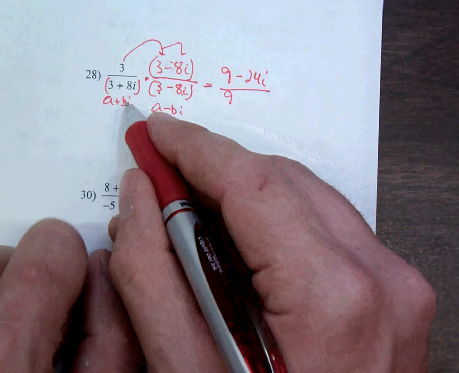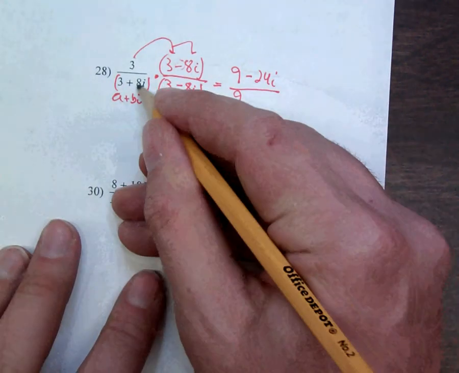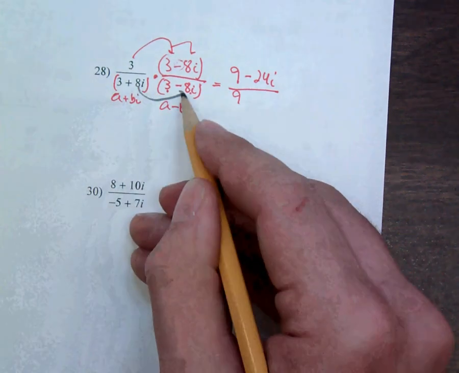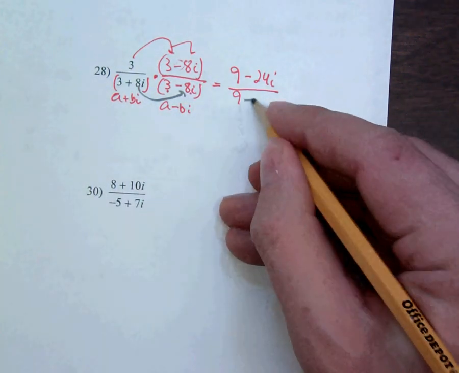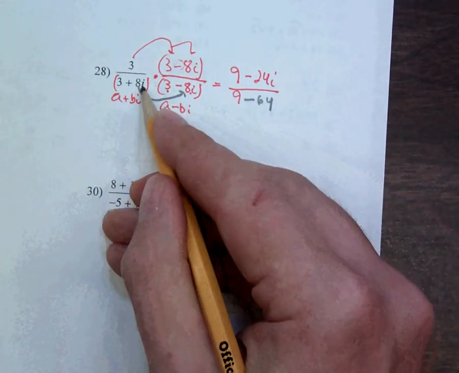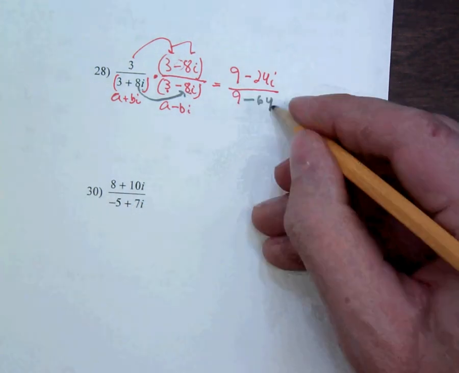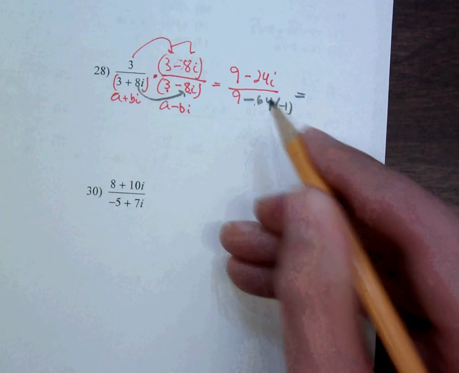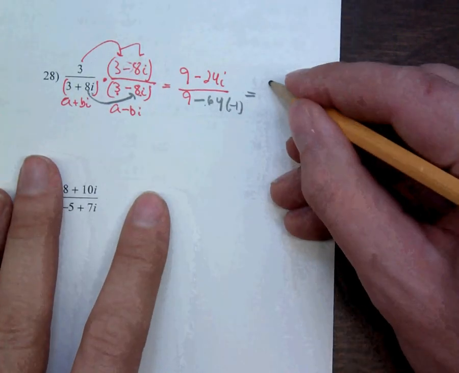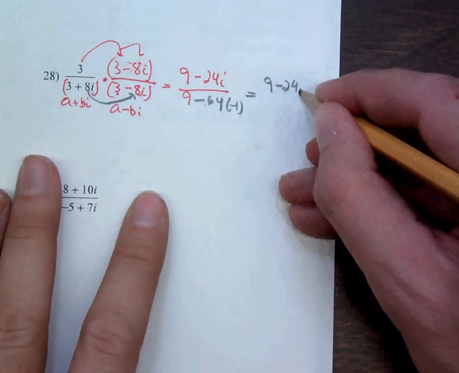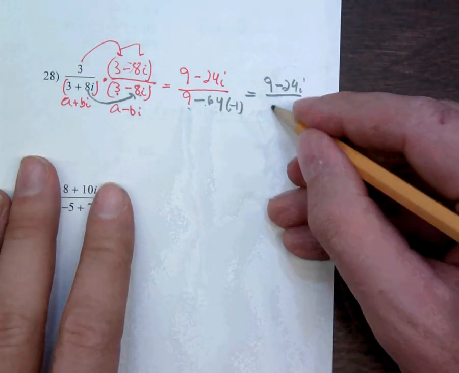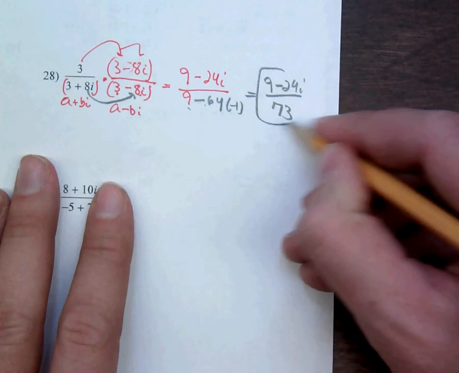And so the last thing we need to do is multiply 8i by -8i. And 8 times -8 is -64. But i times i is i squared, which is -1. And so we'll end up with -64 times -1, which is positive 64. So our answer is 9 minus 24i divided by 9 plus 64, which is 73. We can leave it like that.